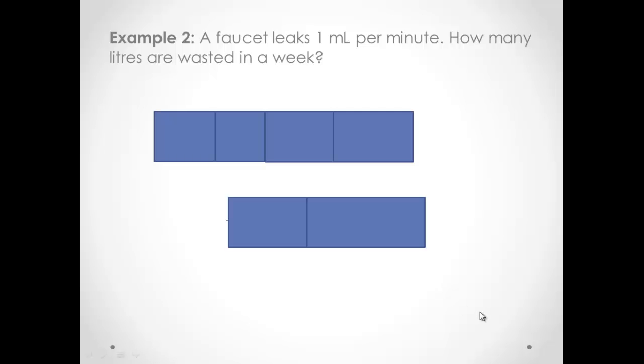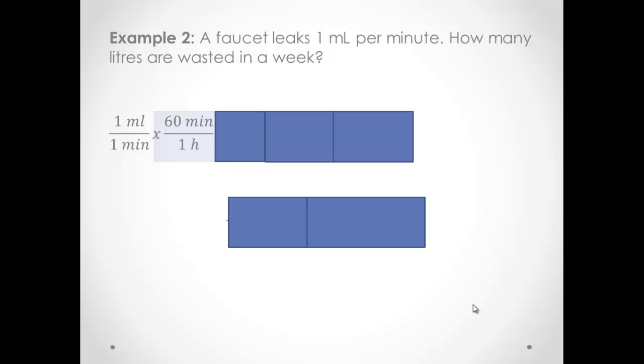Okay, on to example 2. The question here states that we have a faucet which leaks 1 milliliter per minute, and the question is how many liters are wasted in a week. So what we got to do is we have to change milliliters to liters, and we got to change minutes to weeks. So let's look at how we start. We start with the information that we know, 1 milliliter per minute.